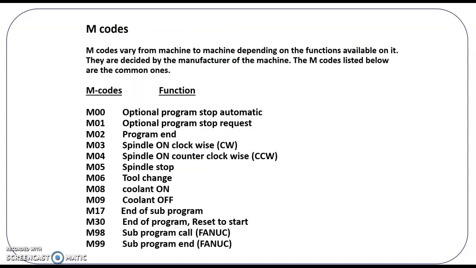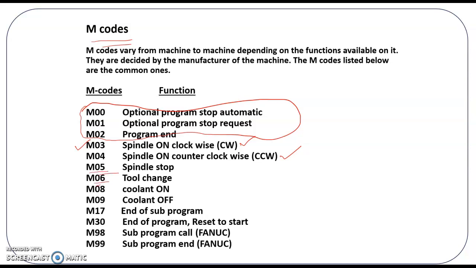The next important codes are M codes. M codes are otherwise known as miscellaneous codes or miscellaneous functions. M00, M01 and M02 are not commonly used, and we will discuss those later. The most commonly used M codes are, first, M03, that is spindle on clockwise. By receiving M03, the spindle will start to rotate. M03 is for clockwise rotation, M04 for counterclockwise rotation. After performing the operation, if we need to stop the spindle, we have to use M05.